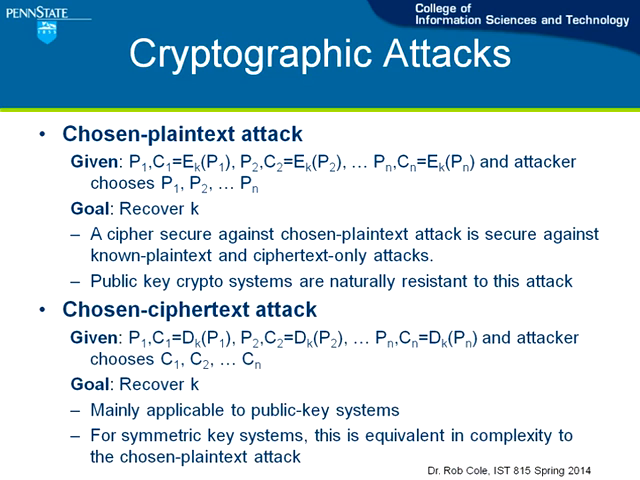The chosen ciphertext attack is similar to the chosen plaintext attack, except that in this case the attacker chooses the ciphertext and the goal is to recover the decryption key. This attack is mainly applicable to public key crypto systems. For symmetric key systems, due to the symmetry in which the same key is used for encryption and decryption, this attack is equivalent in complexity to the known plaintext attack.